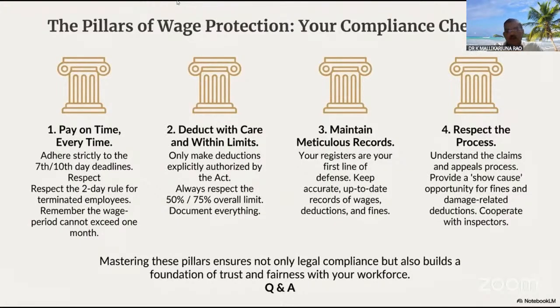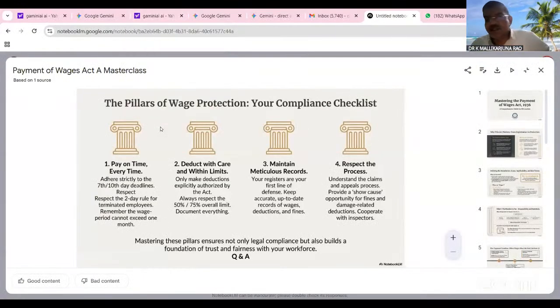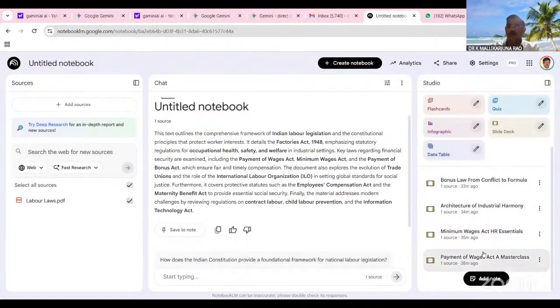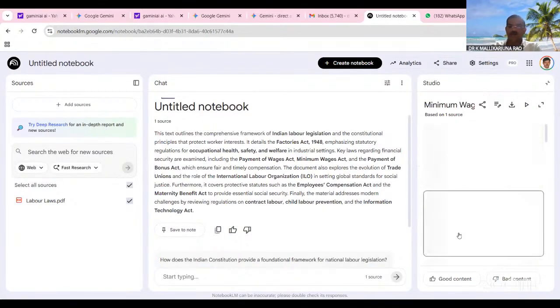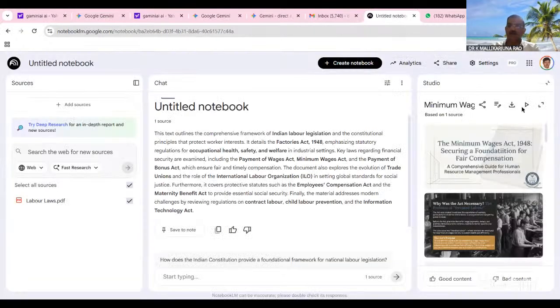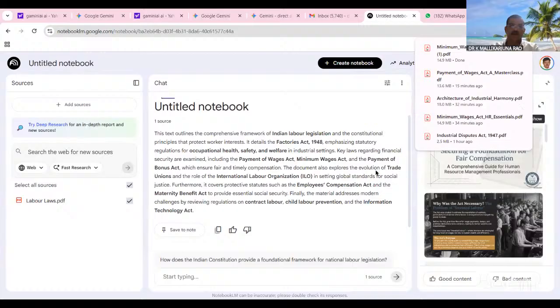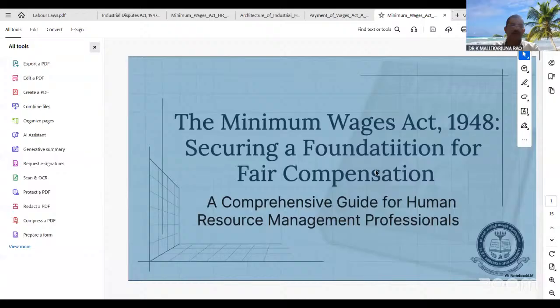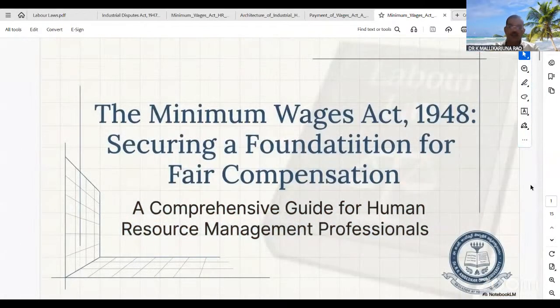Now we have covered this topic of the Payment of Wages Act. After this, we go for one more act as per our syllabus. We go for the Minimum Wages Act 1948. I think my screen is visible. Minimum Wages Act 1948. So this is our next topic as per our syllabus.